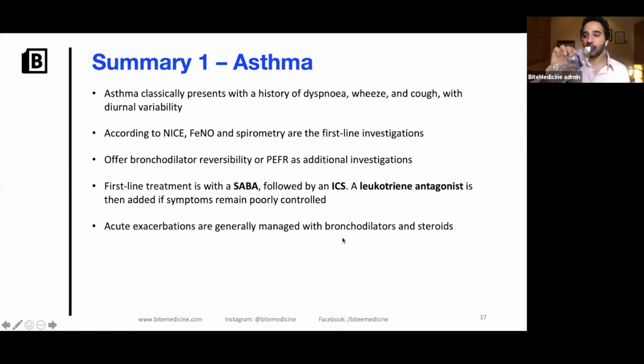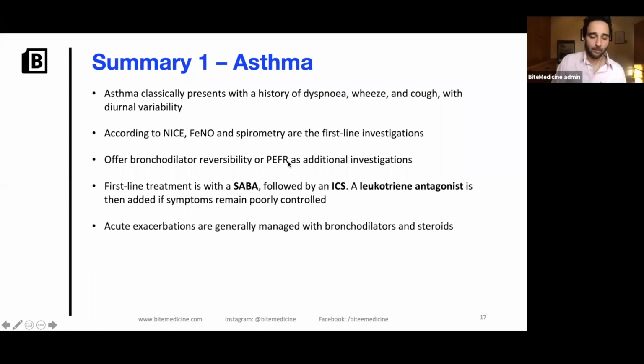So, summary of asthma. We know how it presents. We know there's diurnal variability, as we said. According to NICE, FeNO and spirometry are our first-line investigations. You can also do these other fancy tests: bronchodilator reversibility, peak expiratory flow rate. First-line treatment we now know is a short-acting beta agonist, followed by inhaled corticosteroid, and then following that pathway, like we've talked about as well.